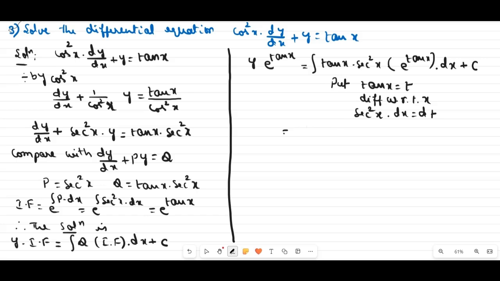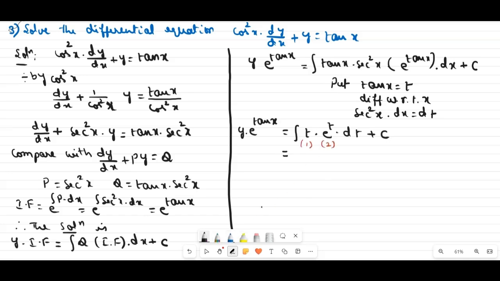When you apply this in the given problem, what does it become? Tan x I will replace with t, and secant square x into dx can be taken as dt: integral of t e to the power of t dt plus c. We have a product of two functions, so we must apply integration by parts. The function which decreases after differentiating should be taken as the first function. Here t will decrease after differentiating, so I will take this as the first function and e to the power of t as the second function.